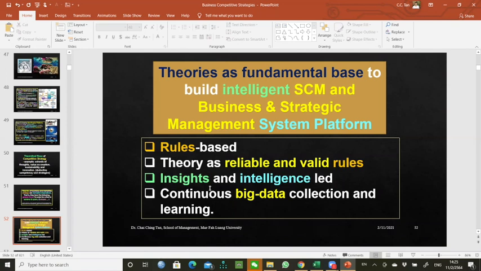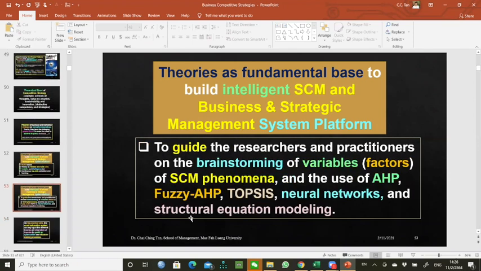And if we allow IoT, Internet of Things, cloud computing and artificial intelligence, eventually all this theory will continue to change, digesting all these big data collections and learning. So theory will continue to evolve in that sense, to help researchers and practitioners. Brainstorming using the theories is also very important. So deduction doesn't mean we apply straight away. Deduction still needs brainstorming.